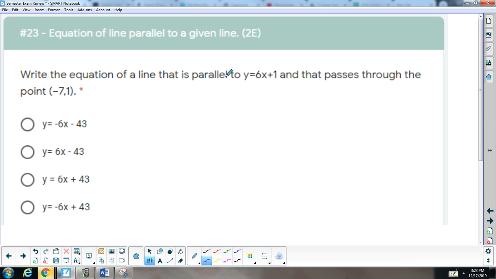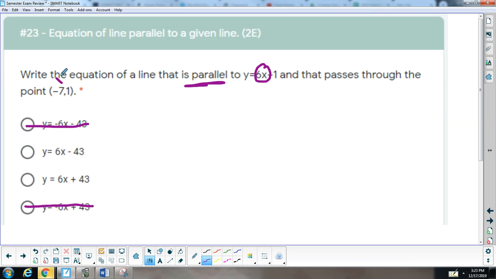23. Write the equation of a line parallel and passes through this point. So parallel, we learned parallel lines have the same slope. So the slope of our line should be the same as it is in this equation. Slope is attached to the x, so 6. This one says negative 6, and this one says negative 6.